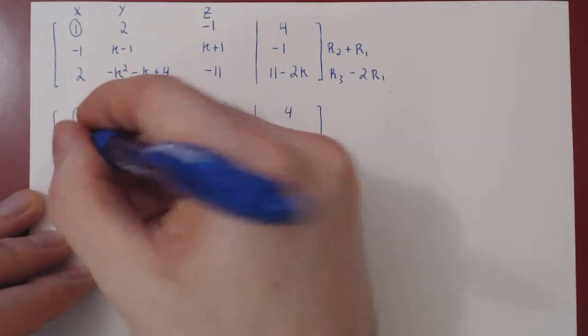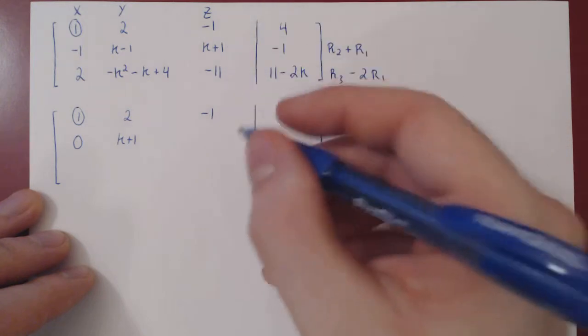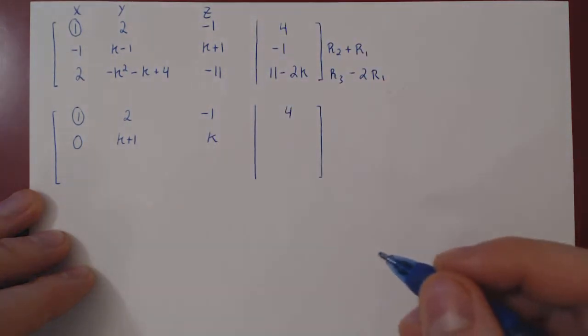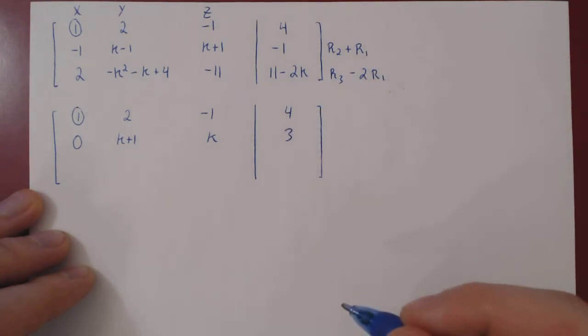Negative 1 plus 1 is 0. k minus 1 plus 2 is k plus 1. k plus 1 plus minus 1 is k. Negative 1 plus 4, positive 3.